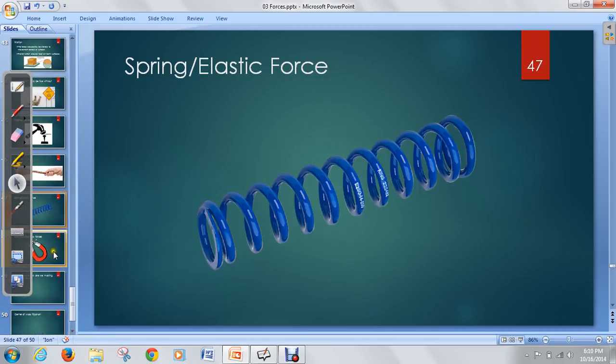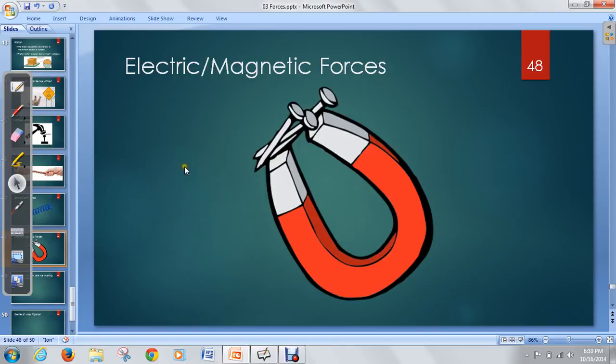And then the last one we cover is electric and magnetic forces. If you think of two magnets, they can have a force on each other and can bring things together.